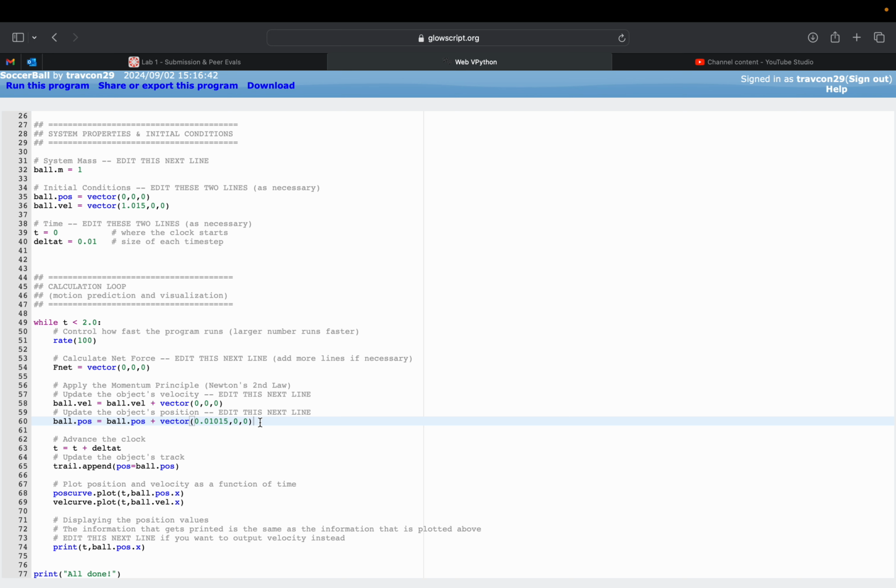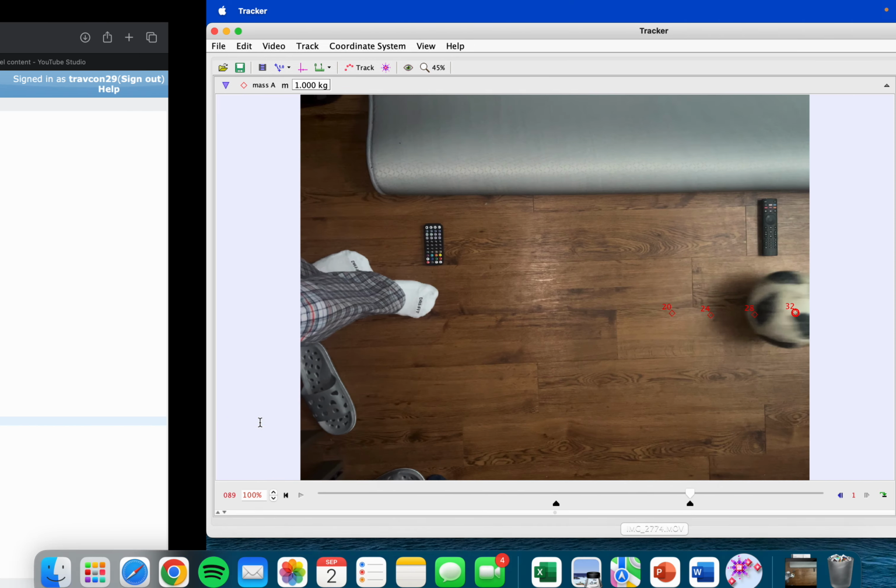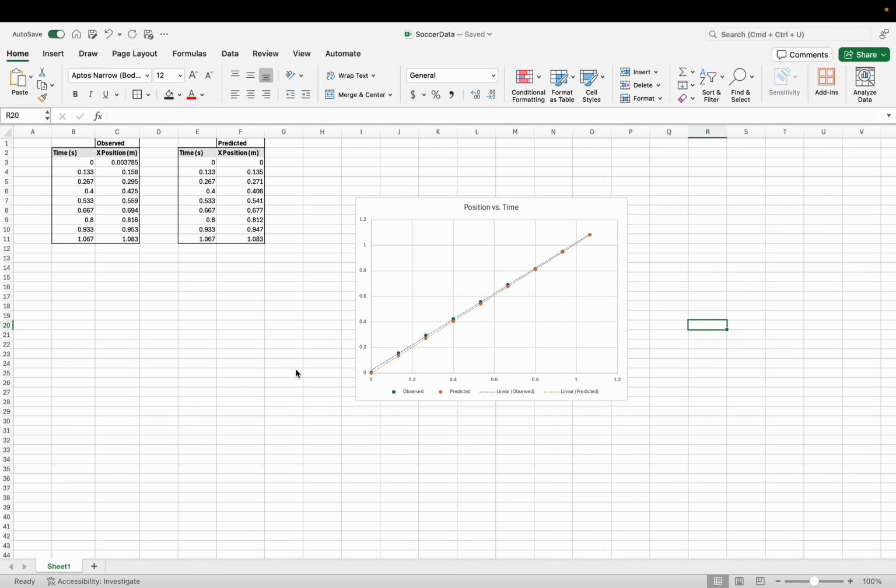After creating my model, I compared the observed position versus time to the predicted position versus time in Excel. I plotted the observed positions and times in Excel along with the predicted positions and times to create a scatter plot with both datasets. Here's the observed data and here's the predicted data. I use a scatter plot because it allows for the differences in data to be clearly seen. The predicted positions had the same times as the observed times.